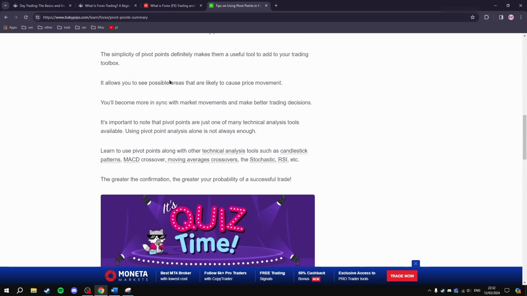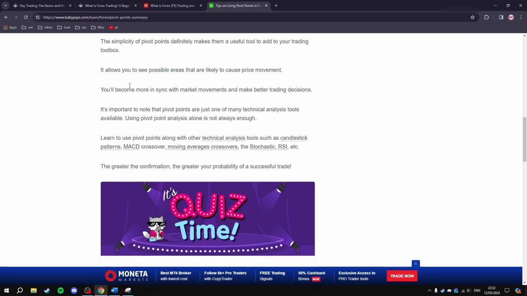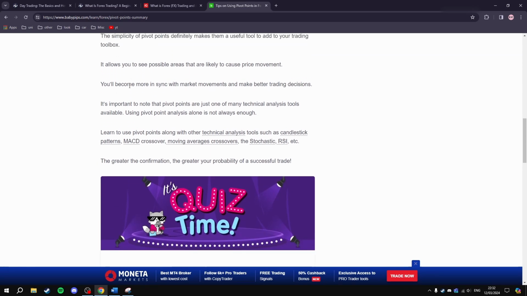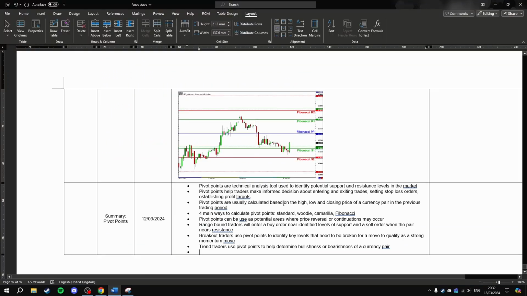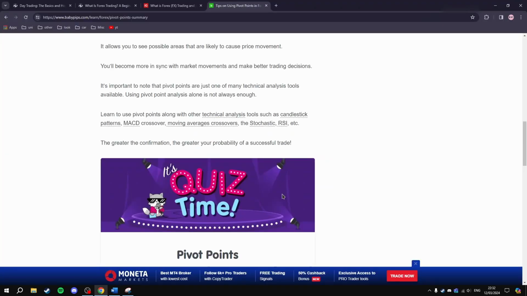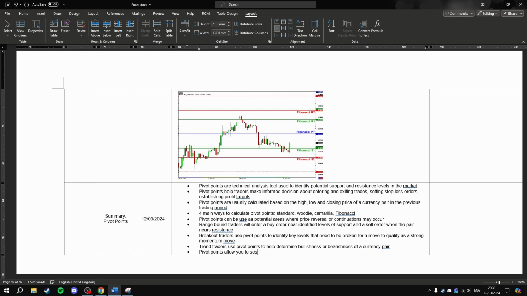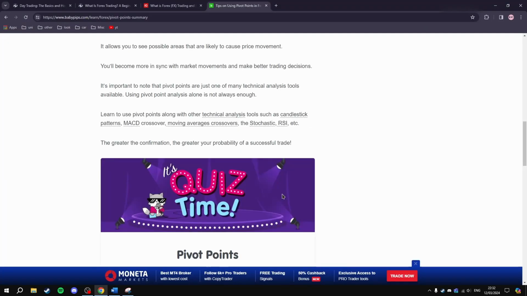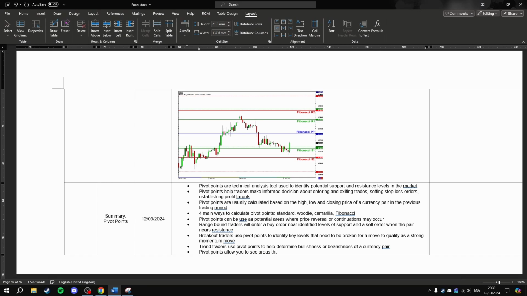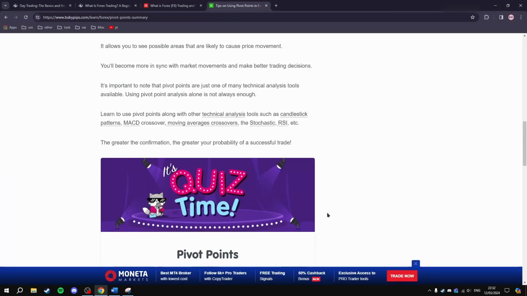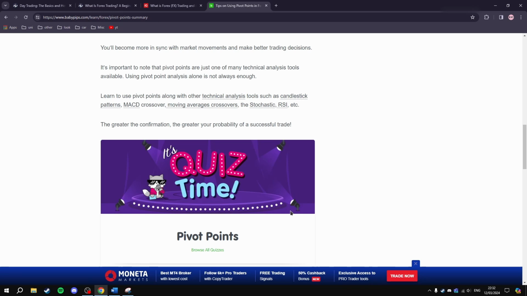The simplicity of pivot points definitely makes them a useful tool to add to your trading toolbox. It allows you to see possible areas that are likely to cause price movement. Pivot points allow you to see areas that are likely to cause price movement. You'll become more in sync with market movements and make better trading decisions.